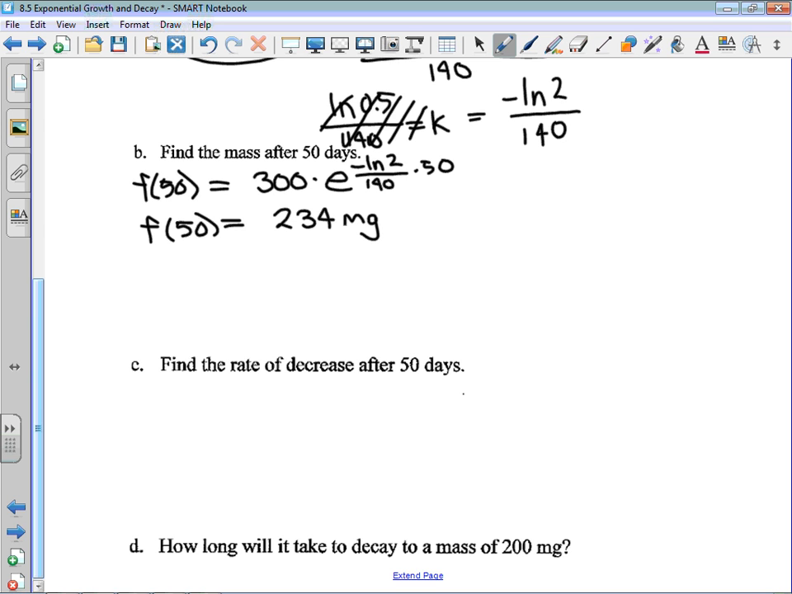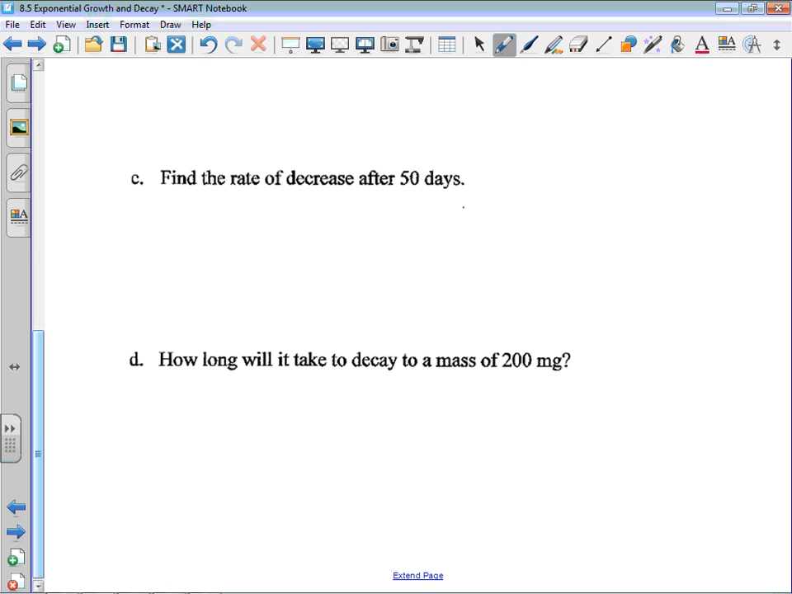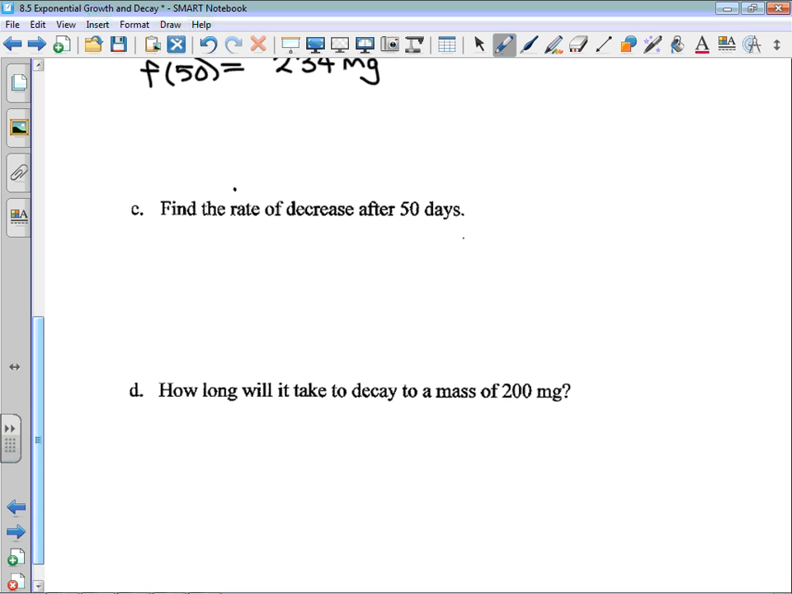All right, C wants us to find the rate of decrease after 50 days. It's actually kind of useful to know where that 234 comes in, but I'm going to focus a little more on actually taking the derivative. This question wants us to find f prime at 50. Let me just bleed in a little bit on top here.